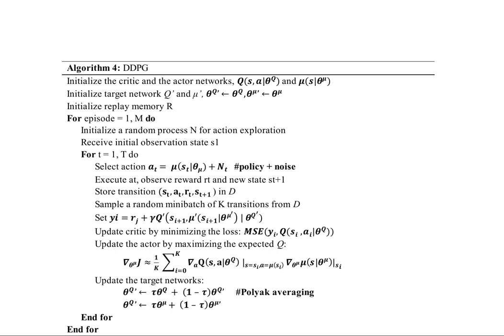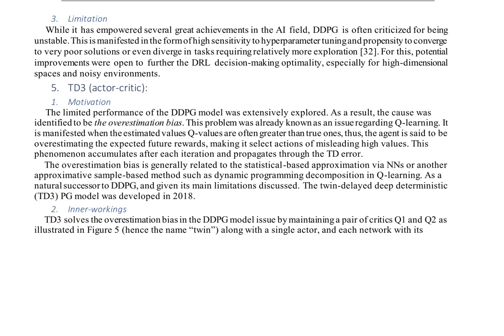The DDPG algorithm is presented in Algorithm 4, which initializes the critic and actor networks, target networks, and replay memory. The algorithm then iterates through episodes, selecting actions, executing them, storing transitions in the replay memory, and updating the critic and actor networks. However, DDPG has limitations, including instability and high sensitivity to hyperparameter tuning, which can lead to convergence to poor solutions or divergence in tasks requiring more exploration.